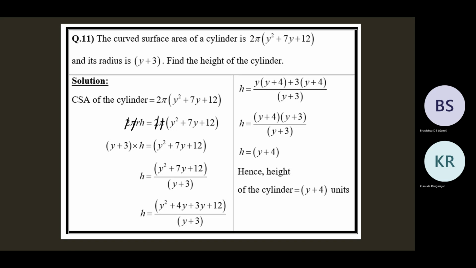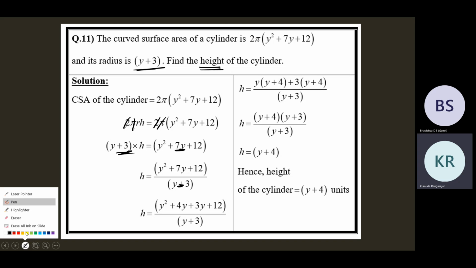Correct? So we have R into H is equal to this expression. What is R? R is given to us. R is y plus 3. So y plus 3, see, 2 cancels, pi and pi cancels. So we have R and H here. R is y plus 3 into H. H we don't know. We have to find the height of the cylinder. Into H is equal to y square plus 7y plus 12. So H is equal to this one divided by y plus 3.